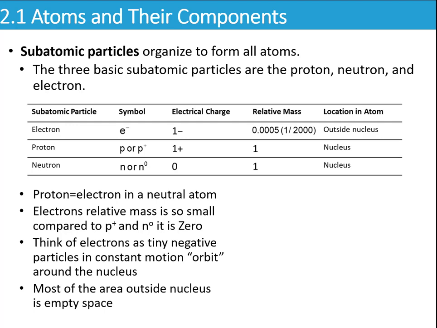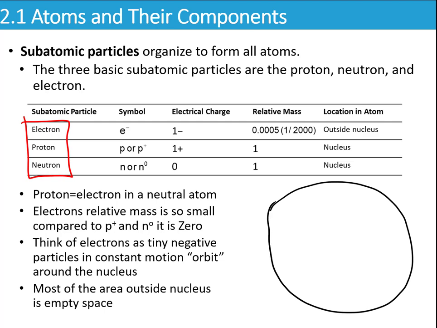So we have the 3. So there's protons, neutrons, and electrons. If we were going to draw an atom, so here's the atom.